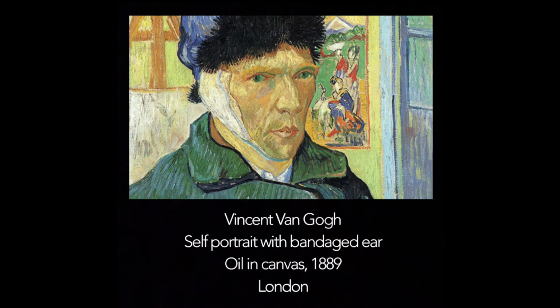Now we will be doing a visual analysis on the painting Self-Portrait with Bandaged Ear by Vincent van Gogh. It is oil on canvas, and it is from 1889. Also, we will be doing a little bit of background, which is a part of our analysis.